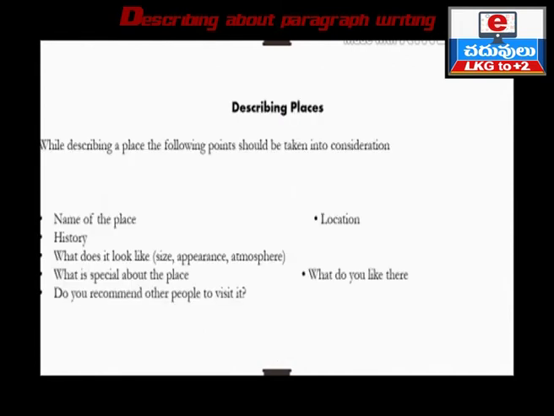Describing places. While describing a place, the following points should be taken into consideration. The name of the place and the location of the place, the history of the place, if at all it has any. What does it look like in size or appearance, or the atmosphere of the place, or what is special about the place, or what do you like there, or do you recommend other people to visit it? Overall, how did you feel, or what did you experience there? You have to give a complete description.